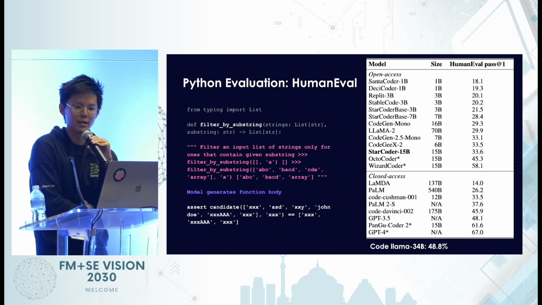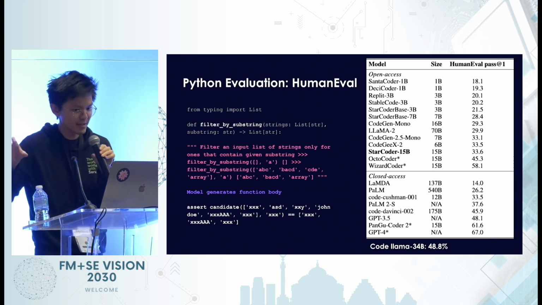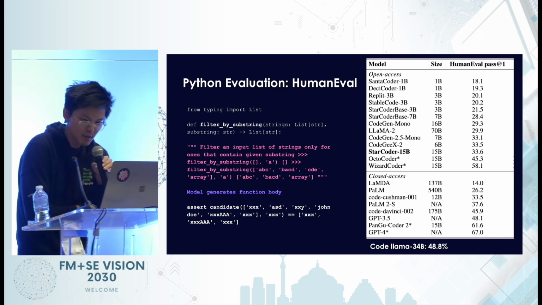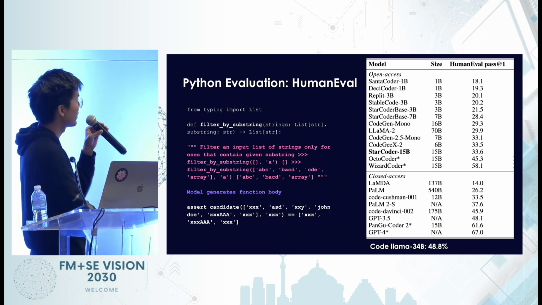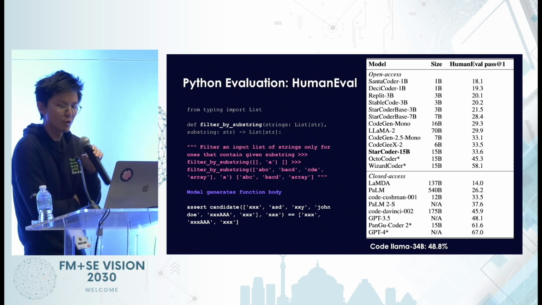So at the time of release, StarCoder was the best in the realm of open access code models. But since then, CodeLlama has been released, which is doing better on this task, and also some of the instruction fine-tuned models, so OctoCoder and WizardCoder, are also doing better on HumanEval.